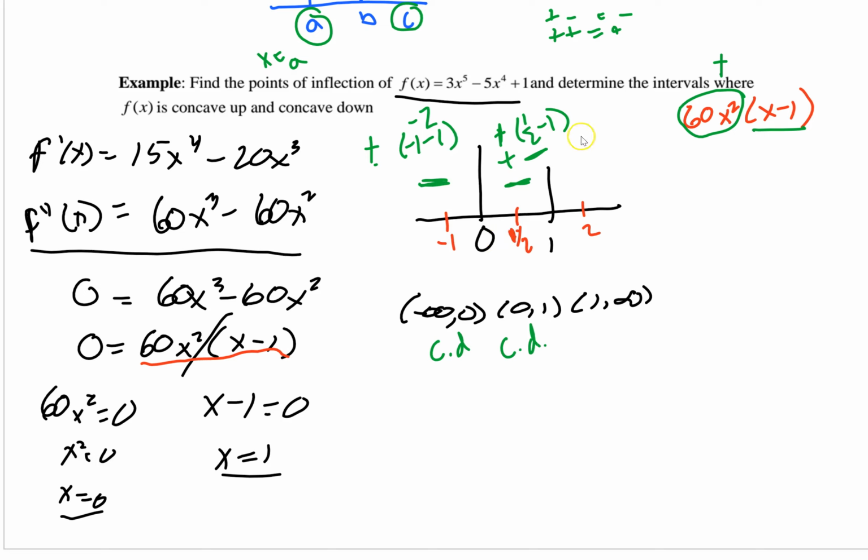And then let's plug in 2. Again, I know the outside is a positive. Plug it in there. 2 minus 1 is 1, which is a positive. So positive times positive, positive. Concave up.